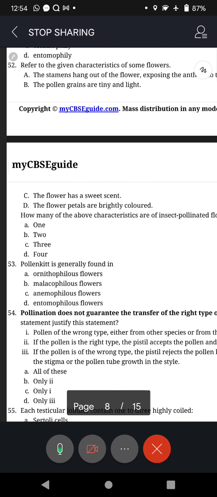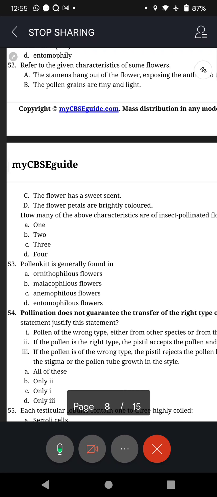What is that? One is the flowers have a sweet scent because of the nectar, and the flower petals are brightly colored. These two are enough for insect pollination. Right, Prasad? Pollen should be light, no, sir. Pollen should be light for the wind, Sandeep, for wind pollination. And stamens hang out of the flower exposing, that is for animals. We are talking only insects. So, ruling out those two, Sandeep, C and D, that means Prasad is right, only two. Correct? Next, we go to question number 53.